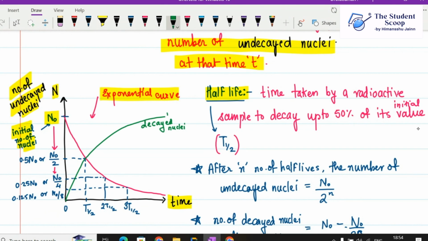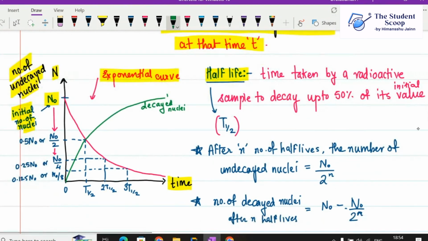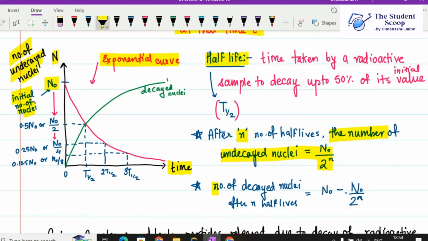Another thing we will talk about is that if n half-lives happen, then the number of undecayed nuclei can be found by dividing by 2 raised to n. Each half-life it will be divided by 2, so after n half-lives it will be N naught divided by 2 raised to n. The number of decayed nuclei can be found by N naught minus N naught by 2 raised to n. This is the number of undecayed nuclei, so don't get confused between the decayed and undecayed ones. This is very simple, but they can ask multiple questions based on this.